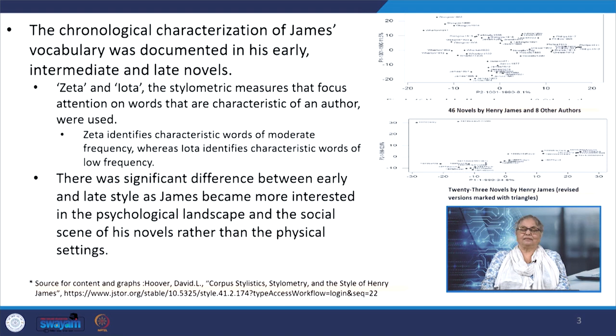Zeta and Iota, the stylometric measures that focus attention on words that are characteristic of an author, were used. Zeta identifies characteristic words of moderate frequency, whereas Iota identifies characteristic words of low frequency. There was significant difference between early and late styles as James became more interested in the psychological landscape and the social scene of his novels rather than the physical settings.